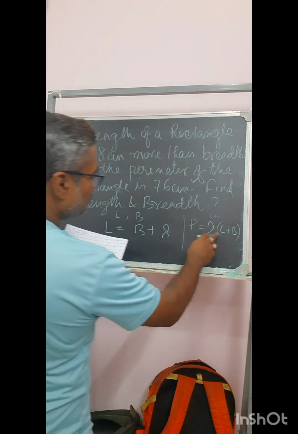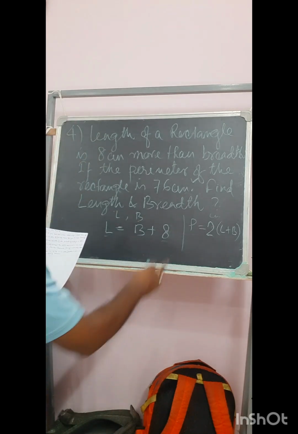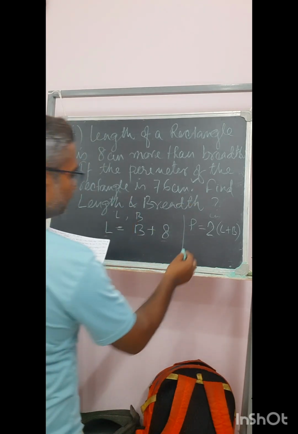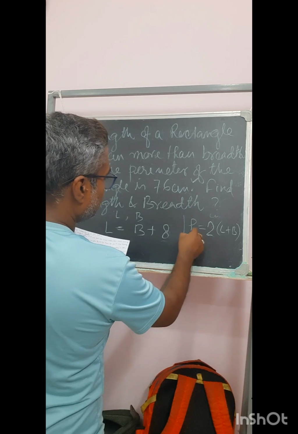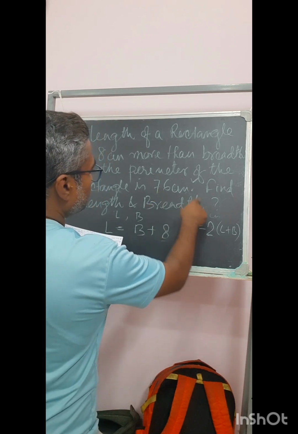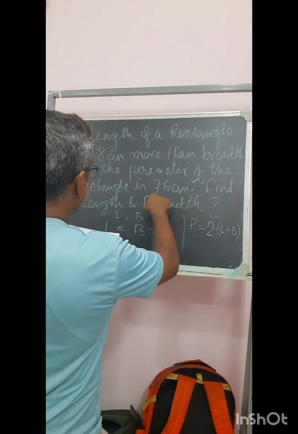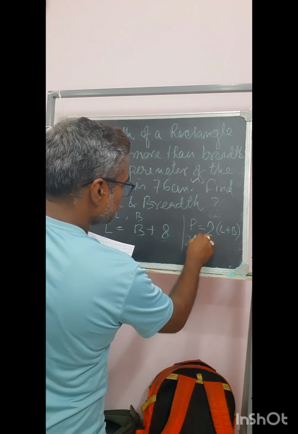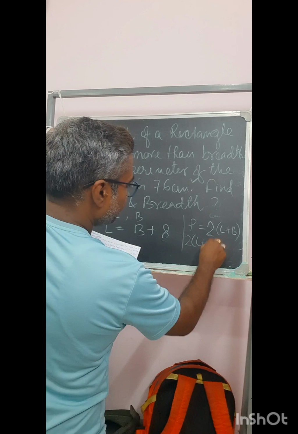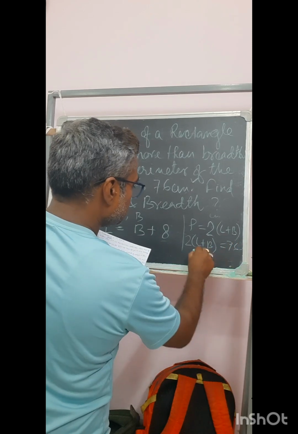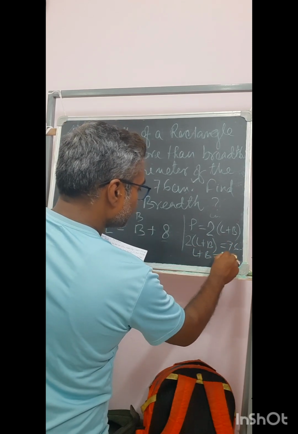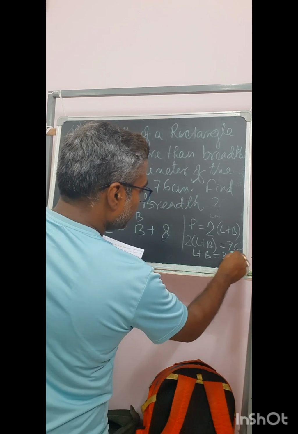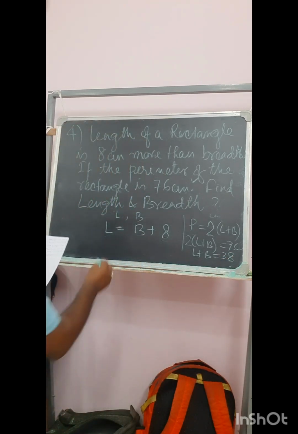That is not 4, that is 2L plus 2B. So find the length and breadth. This is another equation, which can also be written as the perimeter is given as 76. So if I equalize 2(L plus B) equal to 76, then L plus B will become 38. Okay. So two equations are given.